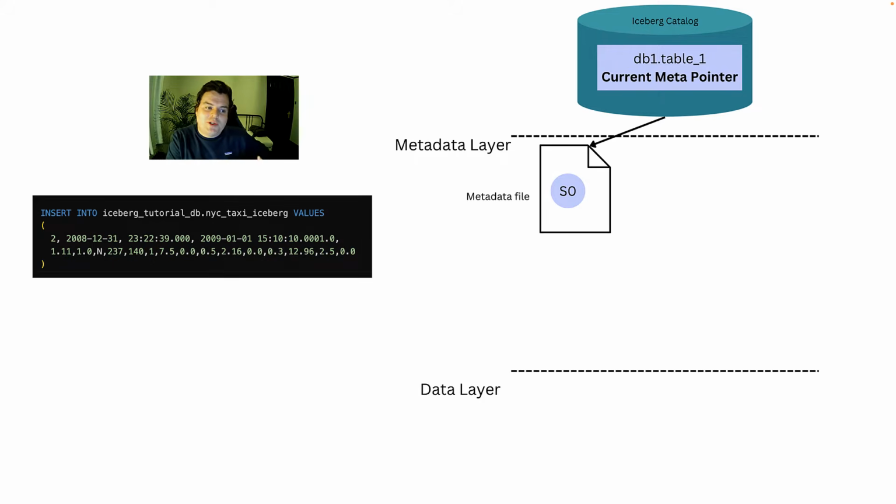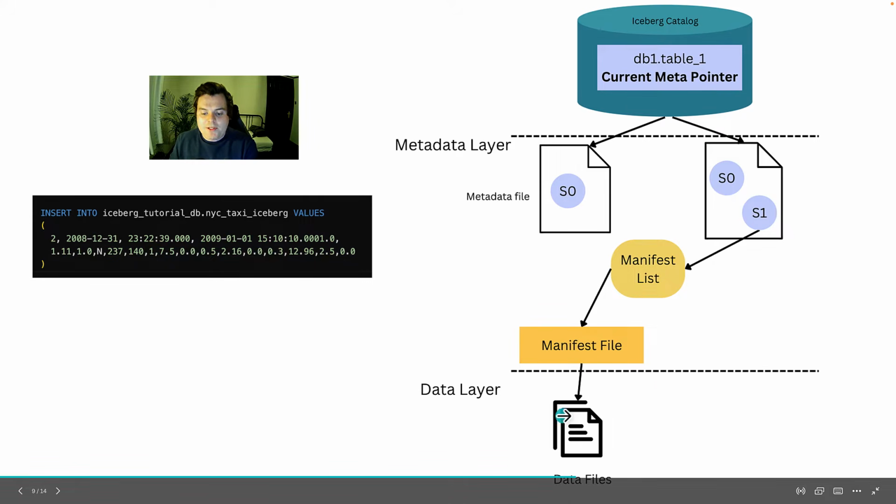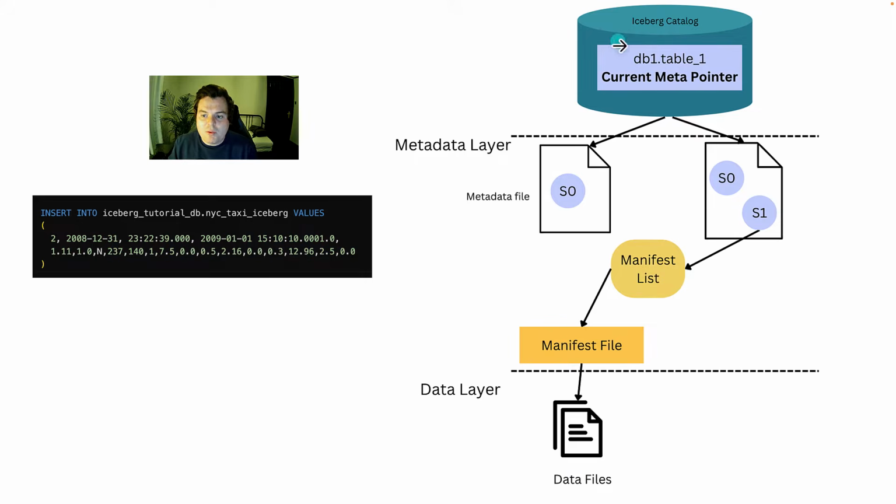Next, we insert data into the table, so this is just one row to show how it works. What happens is that a new pointer is created inside the table, and it points to snapshot 1, or where snapshot 1 is contained in the metadata file. Snapshot 1 points to a manifest list. This list contains the manifest file or files, and those files, as you can see here, point to the data. So this is the data that makes up snapshot 1, and when we run a query, we say select star from the NYC taxi Iceberg table.